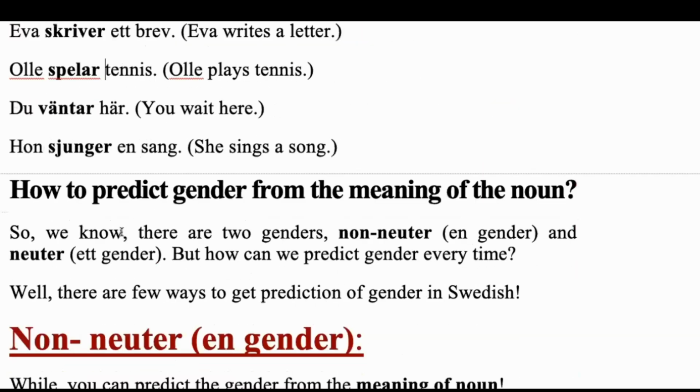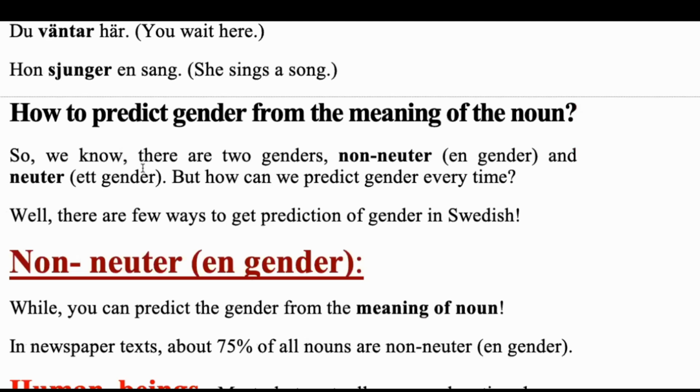And now we move again to the last topic, that is how can we predict gender from the meaning of a noun. We know that there is no specific rule to identify whether it is an n noun or an eth noun. There are only two types of nouns, n and eth. Still, we have a few predictions that we can make to identify whether it is an n noun or an eth noun.